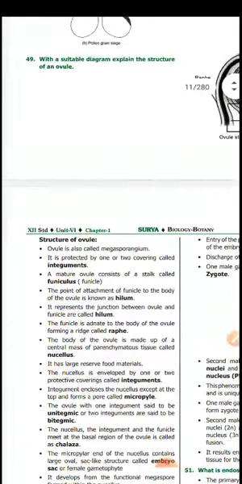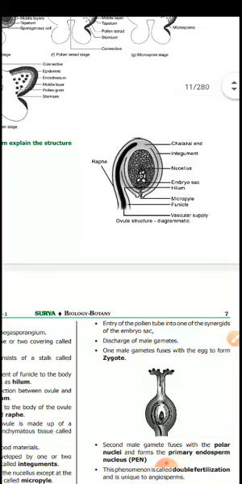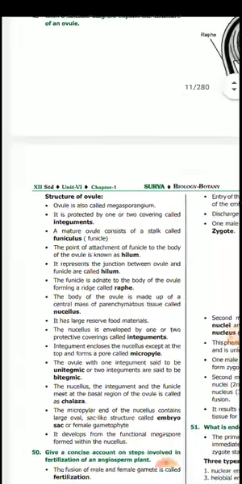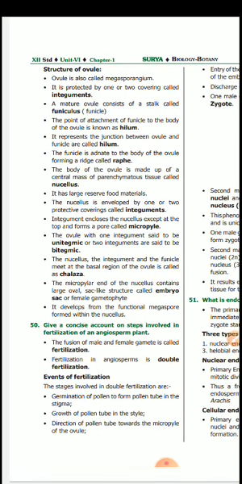Next question: what is the structure of the ovule? This is the ovule structure. From lower classes you have studied the chalaza, integument, nucellus, embryo sac, micropyle, funicle, and vascular supply. The ovule is also called the megasporangium, and it is protected by one or two coverings called integuments. A mature ovule consists of a stalk called the funiculus. The point of attachment of the funicle to the body of the ovule is known as the hilum. It represents the junction between ovule and funicle. The funicle is adherent to the body of the ovule forming a ridge called the raphe.